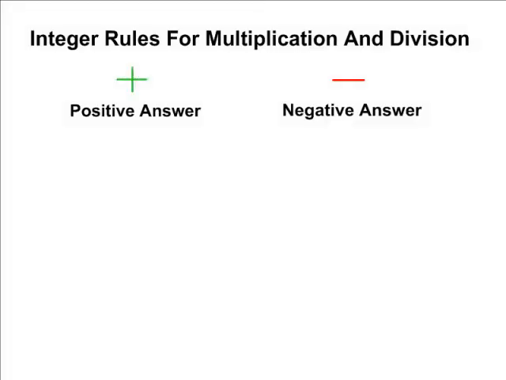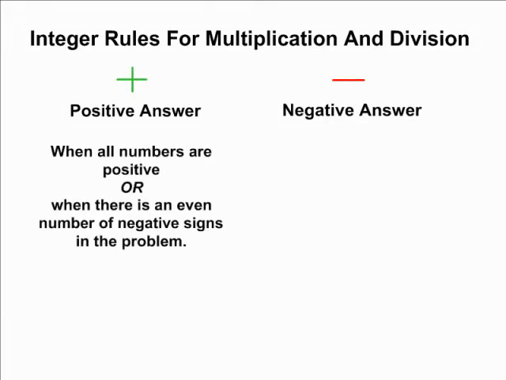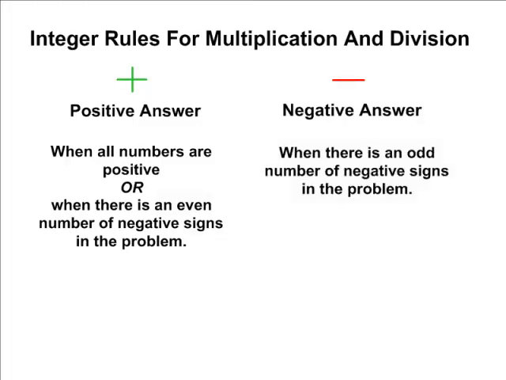The rules for multiplying integers are quite simple. There are two situations when your answer is going to end up positive. One of those situations is when both of the numbers given are positive integers. The other situation is when you have an even number of negative signs in your problem. The only time your answer is going to end up negative is when you have an odd number of negative signs in the original problem. And it doesn't matter if it's multiplication or division, the rule applies for both of them.